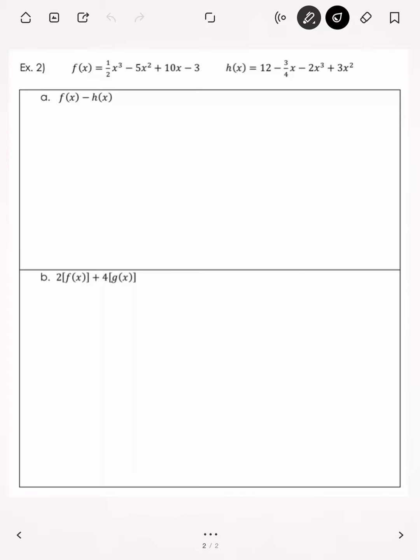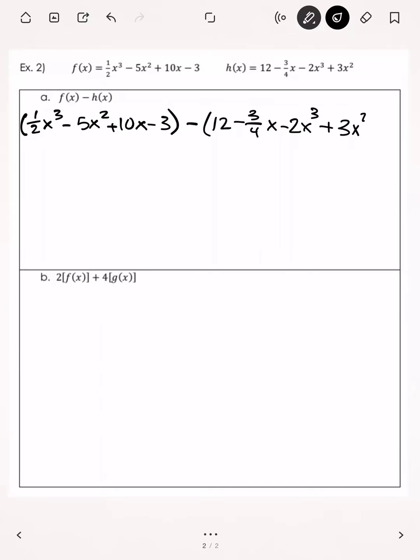We have 2 new functions. We have an f of x that has a fraction and an h of x that has a fraction. So we want to first start off with subtracting them. I'm going to go ahead and write the function out. 1/2 x cubed minus 5x squared plus 10x minus 3 minus, and then h of x, which is 12 minus 3/4 x minus 2x cubed plus 3x squared.